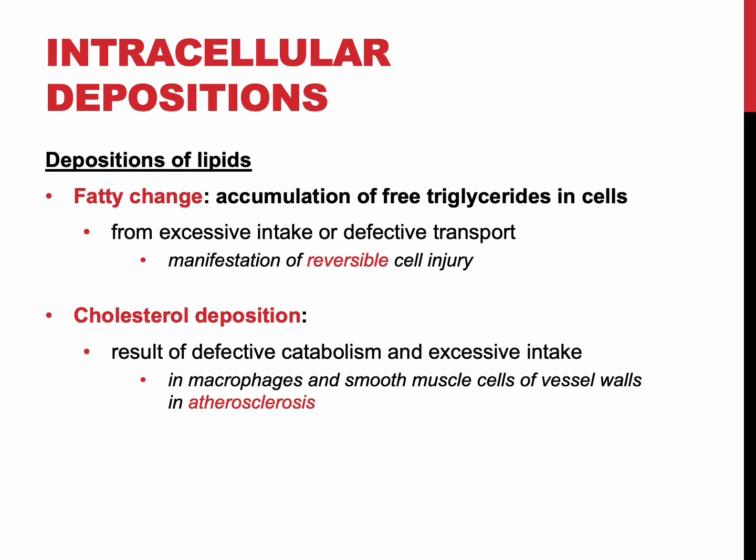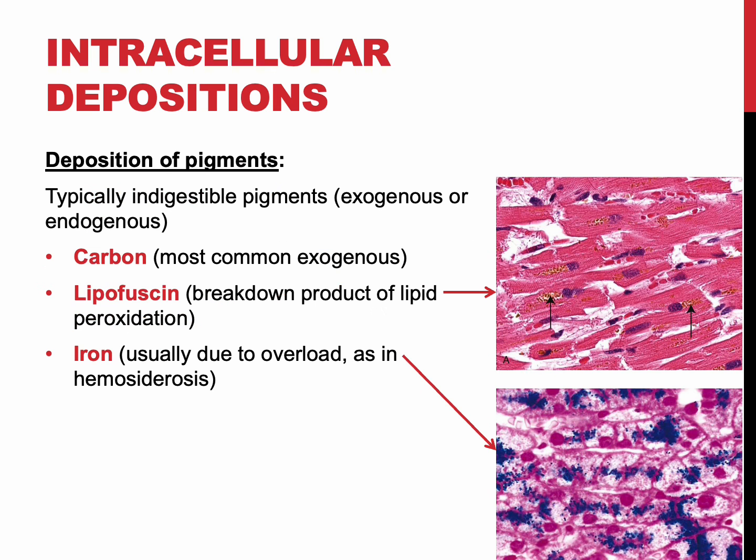Another deposition of lipid that we will talk about, especially next year in our systematic pathology lecture, is cholesterol deposition. This is also due to defective catabolism or excessive intake, and this is a major problem leading to atherosclerosis in the smooth muscle cells of the vessel wall, potentially leading to ischemic cardiac events.